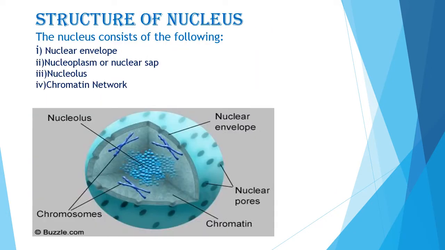Let's study the structure of the nucleus. The nucleus consists of the following things: nuclear envelope, nucleoplasm or nuclear sap, nucleolus, and chromatin network, as you can see in the diagram. First, the nuclear envelope. The nucleus is surrounded by two lipoprotein membranes which are very similar to the plasma membrane. The outer membrane of the nucleus is continuous with the endoplasmic reticulum and may bear ribosomes on its surface, while the inner membrane is smooth.